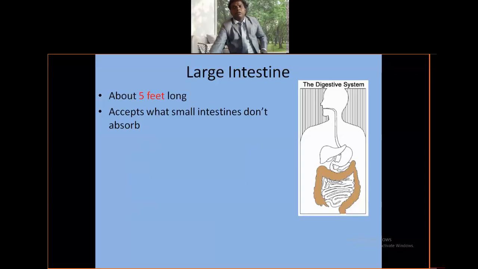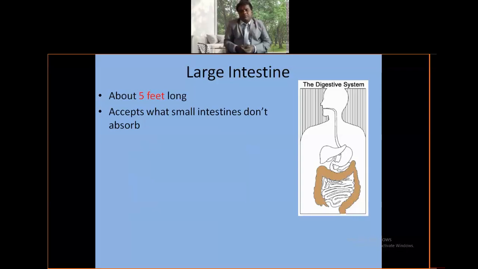It accepts the waste material from the small intestine, that means undigested, unwanted food material. Useful material should not be accepted; it accepts what the small intestine does not absorb. For example, cellulose, which is fiber food, the small intestine should not absorb.